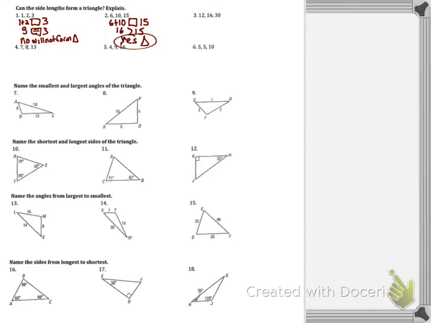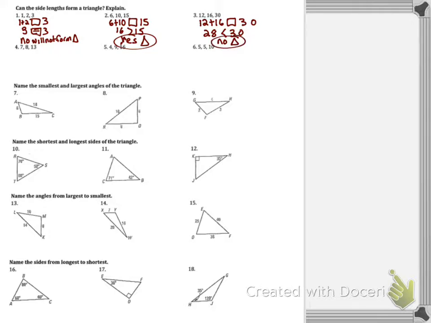And then we have 30, 16, and 12, and we see that 30 plus 16 is greater than 12, and 30 plus 12 is greater than 16, but is 12 plus 16 going to be greater than 30? And that's going to give us a 28, which is less than 30, so no triangle will be formed.